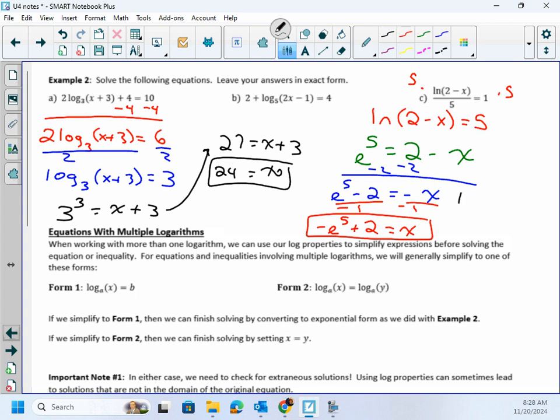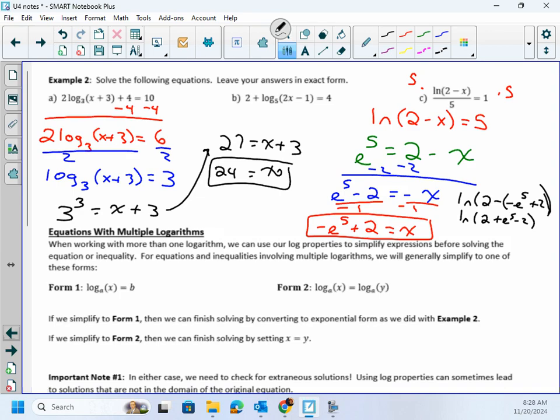So I would have the natural log of 2 minus the quantity, negative e to the 5th plus 2. So that would be the natural log of 2 plus e to the 5th minus 2. And e to the 5th is a positive number, so I'm good to go.